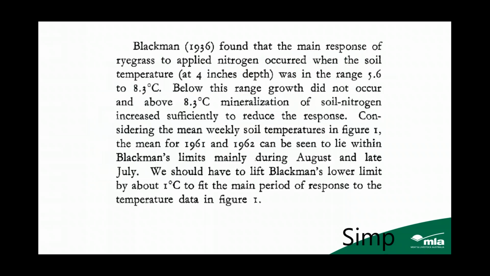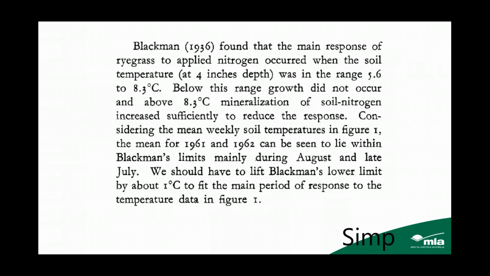And it's this. An earlier worker, Blackman, found that the main response of ryegrass to applied nitrogen occurred when the soil temperature at 4 inches depth was in the range 5.6 to 8.3 degrees Celsius. Below this range, growth did not occur. And that's where I think some of the chat you always hear, that once soil temperature gets to 5 degrees growth doesn't occur, comes from. This is the only source I could ever find for it.